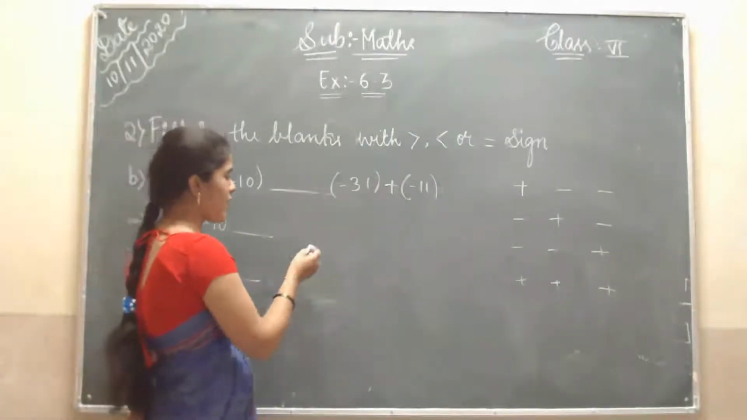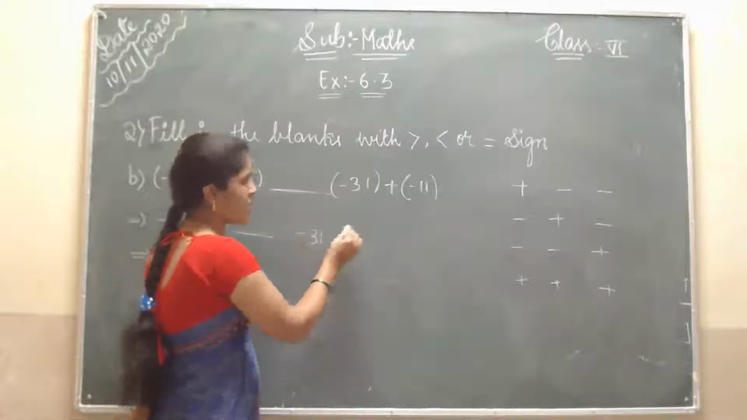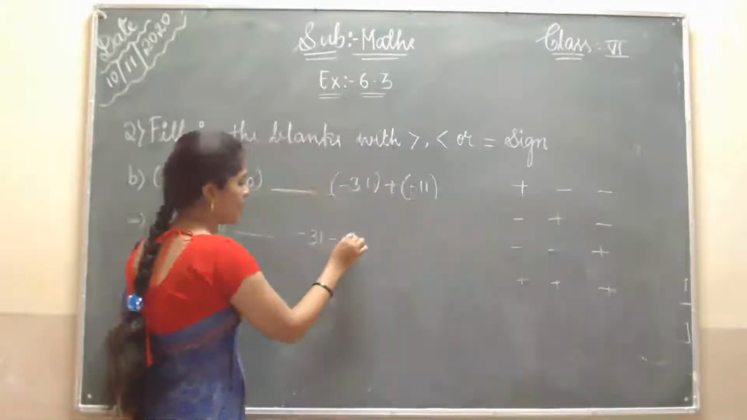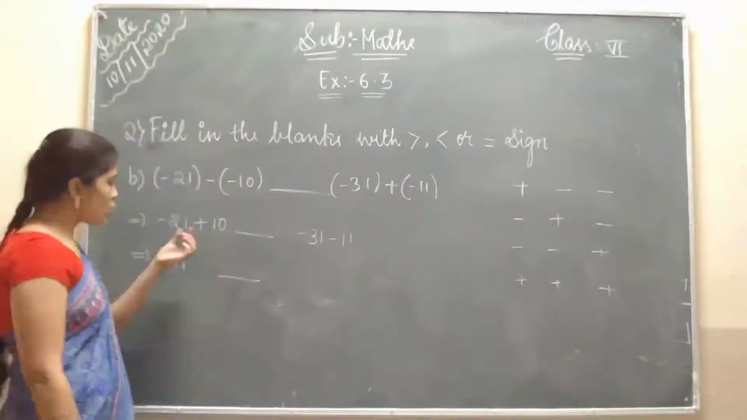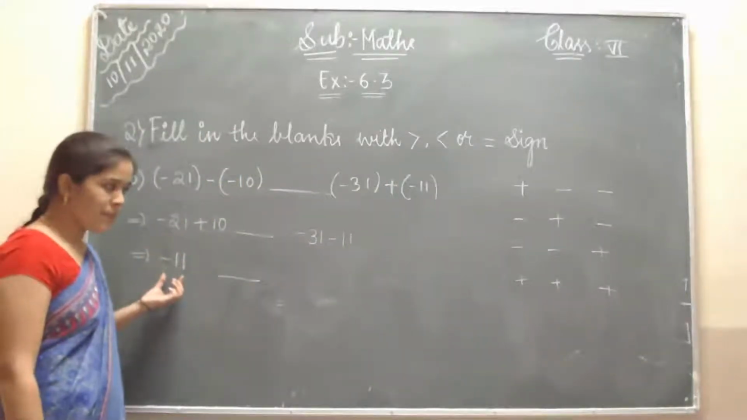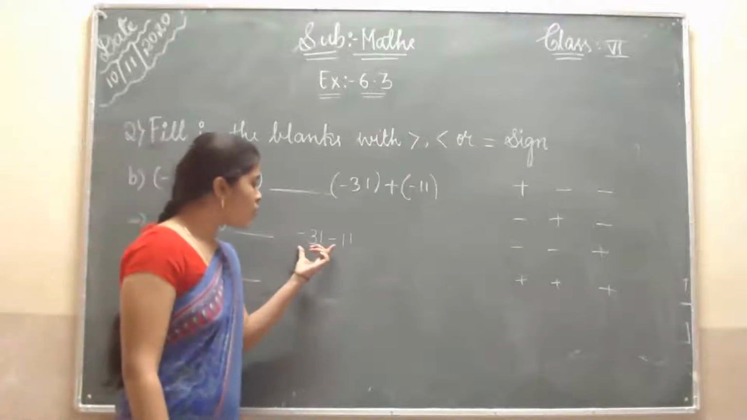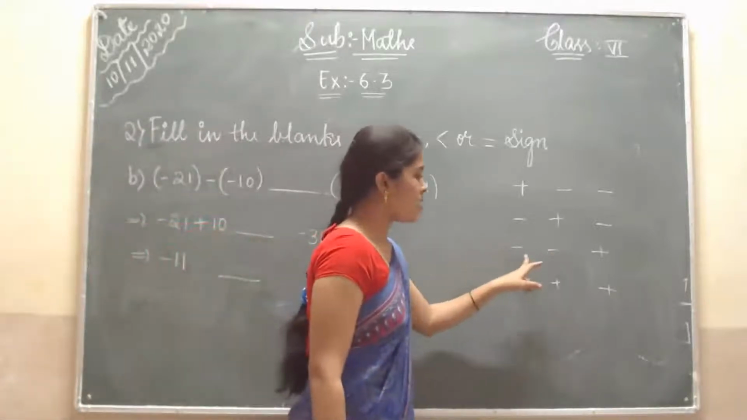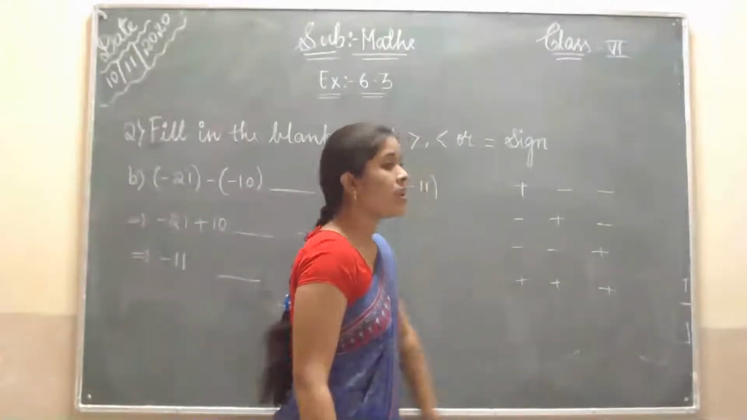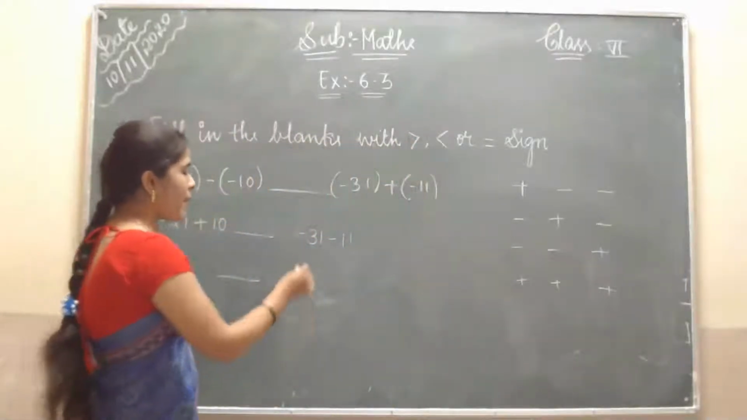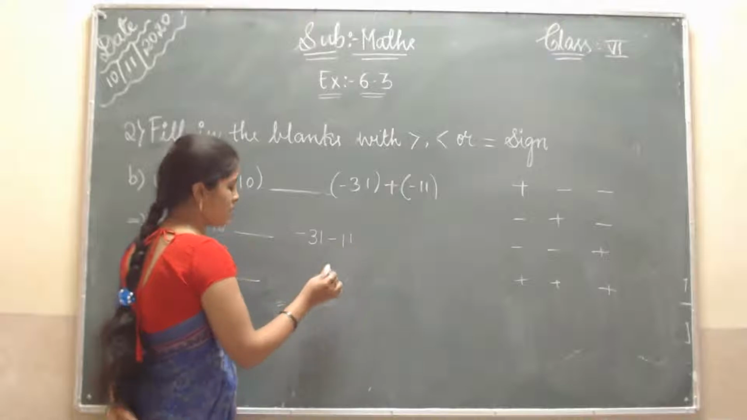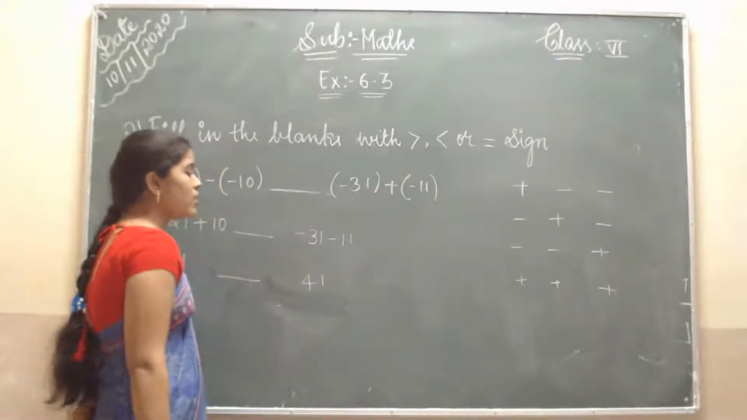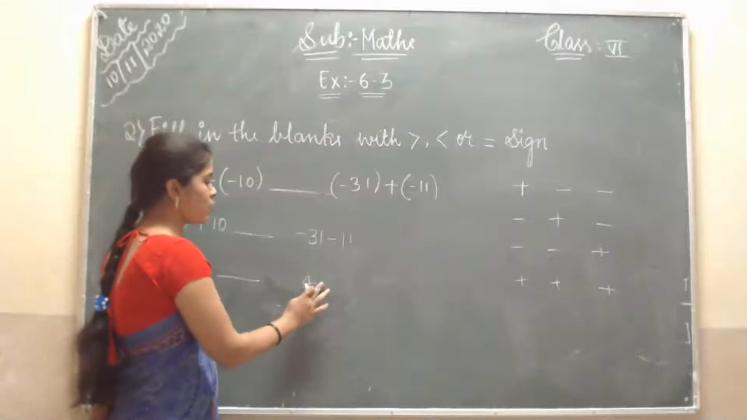Next, coming to this part, minus 31 keep as it is, plus minus 11. Here there are two negative signs, so like signs, we have to add. Minus plus. 31 plus 11: 1 plus 1 is 2, 3 plus 1 is 4, so 42.